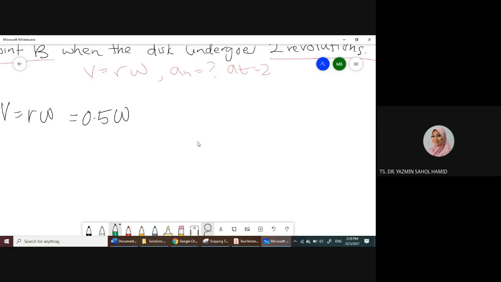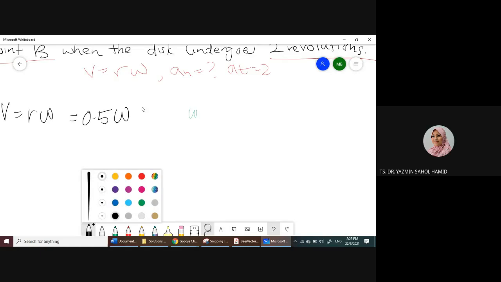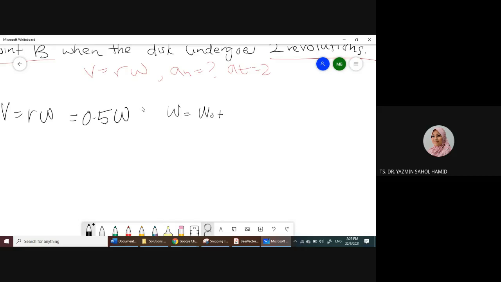Okay, where are we? So we have to find omega first. Omega equals omega naught plus alpha t. Our omega naught is 12. Do you have alpha? 20. Yes, 20. Do you have t? 2. So what is the answer? 52, right? 52. Don't forget radian per second.